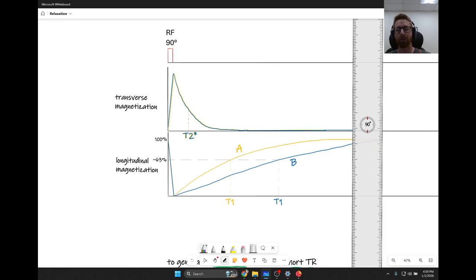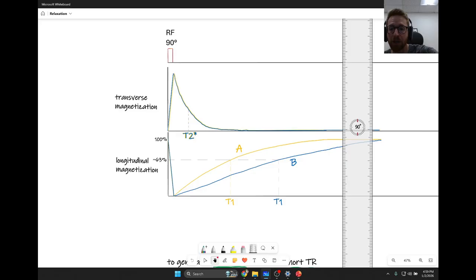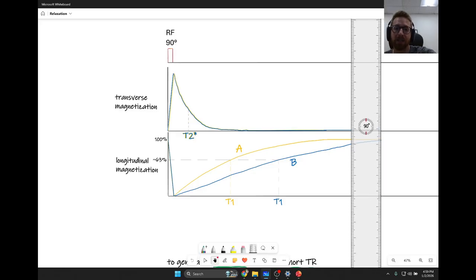So if we're just concerned about maximizing transverse magnetization on the second repetition, we need to maximize our recovery of longitudinal magnetization. We need to wait until all that longitudinal magnetization is recovered so that we can send it into the transverse plane with the next 90-degree radiofrequency pulse. But if we did that, what would happen?